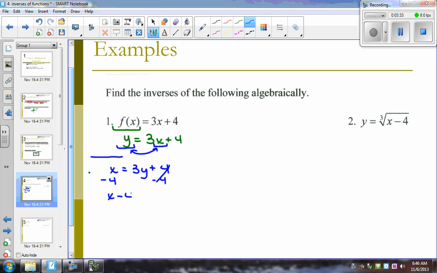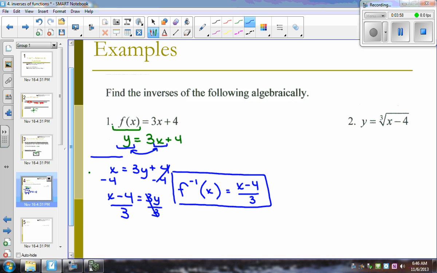So we get x minus 4 equals 3y. Divide both sides by 3. And in this case, we get our y by itself. But to properly do this, we want to rewrite our answer in its inverse notation form. Since they gave us function notation, we're going to use inverse notation form. And simple enough, we have the inverse just like that. All right? So that's all there is to it. To find the inverse, switch x and y, and get that new y value isolated by itself. One more.